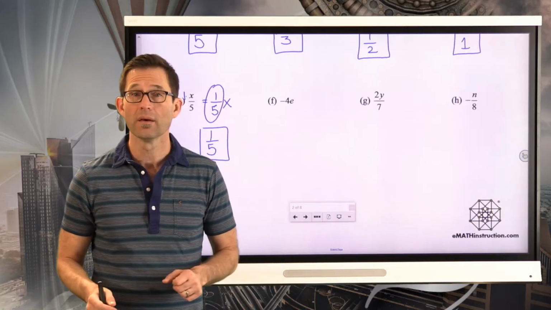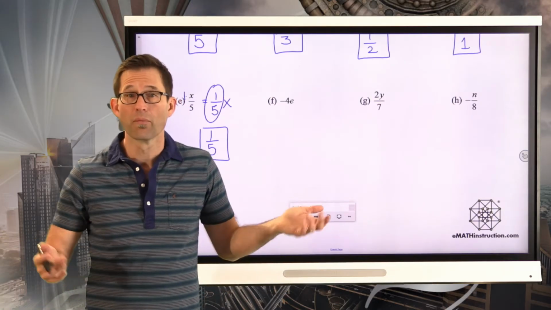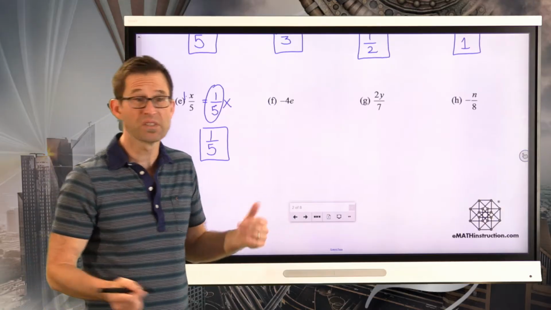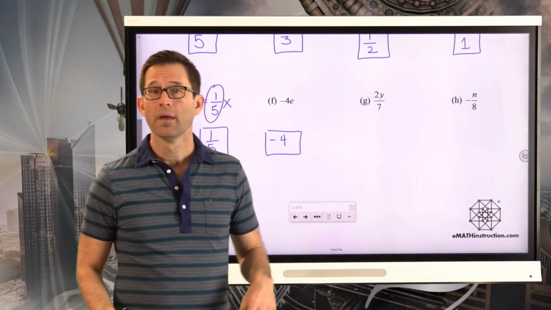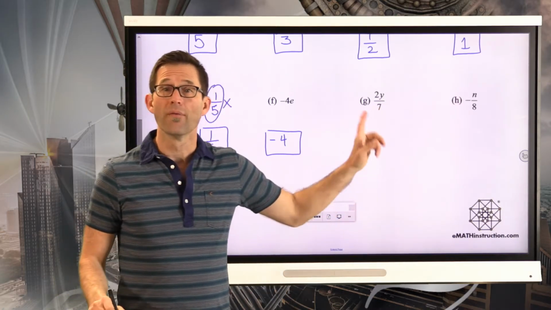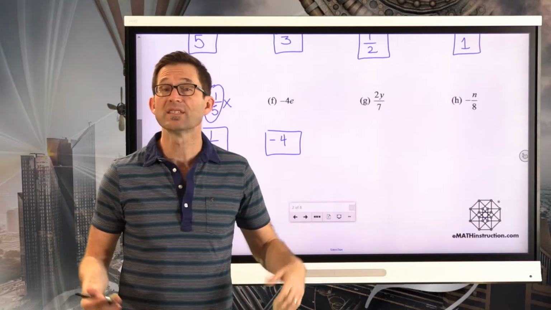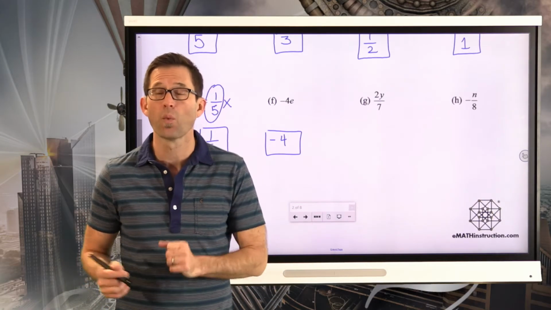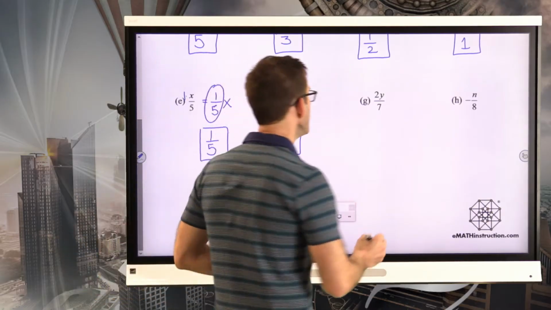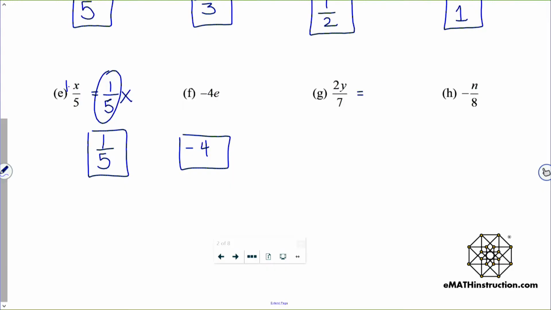All right. Now, letter F, that's a piece of cake. -4 times e. Well, the number that's multiplying the variable is -4. Nothing tricky there. It's much trickier if we've got some kind of division going on. Now this one could really throw people off. 2y divided by 7. It seems like the coefficient is maybe 2, because, oh, we have 2 times y. But in fact, 2 times y divided by 7 is the same as 2/7 times y, so the coefficient is actually 2/7.